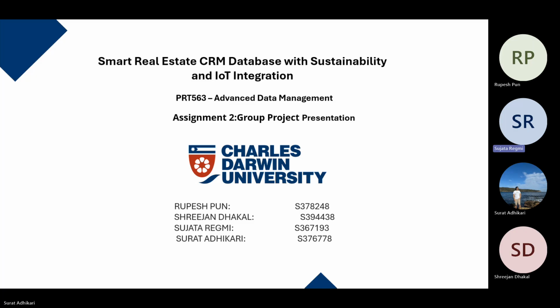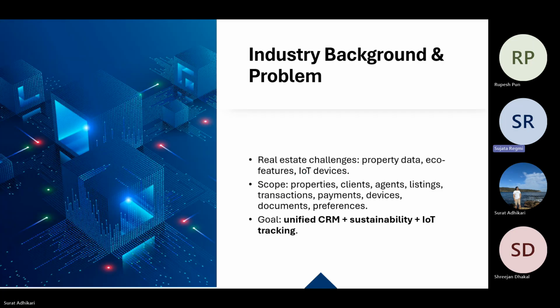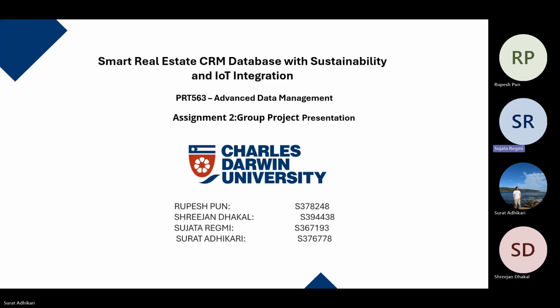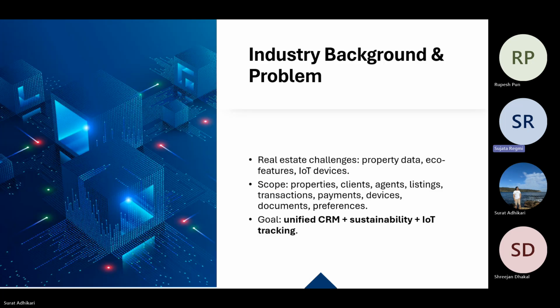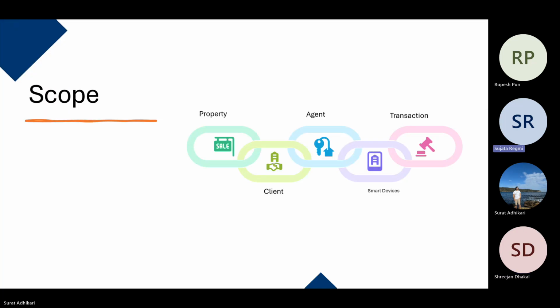real business problems. Real estate agencies in Australia often use scattered tools to manage property, clients, and documents, but buyers today demand more. They want to know about energy rating, green certification, and even smart devices in a property. CoreLogic reports show these features are influencing property values. Our project builds a CRM database that unifies all of this into one reliable system.